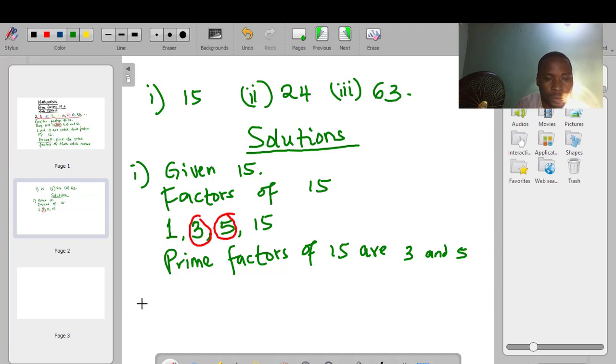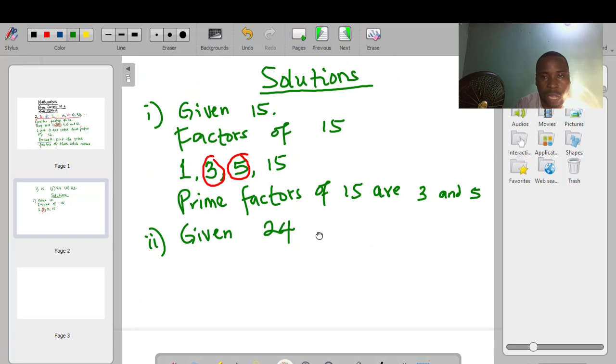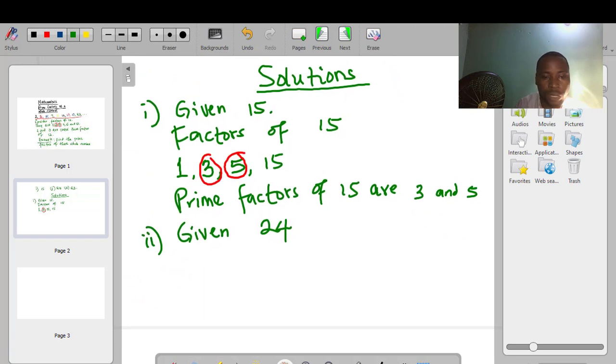Number two, what about the prime factors of 24? 24 is 2 times 12, and we got the factors of 12 before. So all the factors of 12 are going to be factors of 24, because 12 itself is a factor of 24.